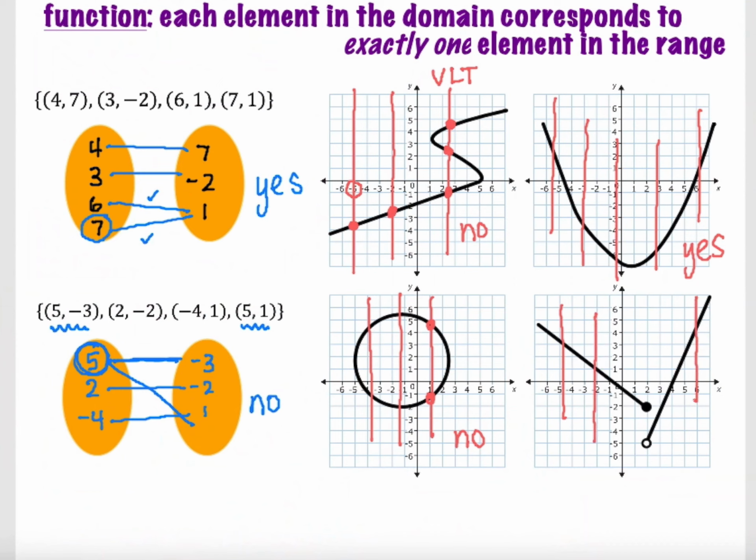This one is looking good. The only sketchy part is right here at x equals 2. How are you feeling about that vertical line? It definitely hits here. But did you know that this open circle means that there's not actually a point there? If there's not a point there, then even that vertical line only hits in one spot, so this is considered a function.